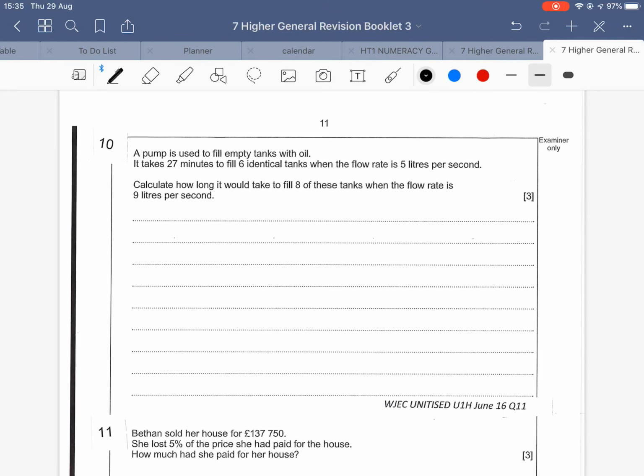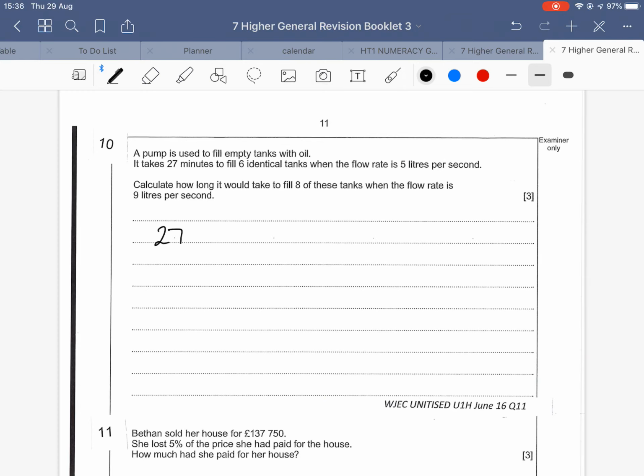Question 10. A pump is used to fill empty tanks with oil. It takes 27 minutes to fill 6 identical tanks when the flow rate is 5 litres per second. Calculate how long it will take to fill 8 of these tanks when the flow rate is 9 litres per second. Lots of people try to overcomplicate these questions. The simple way is to just multiply by 2 fractions. I'm going to try and explain it a little bit better than that though.